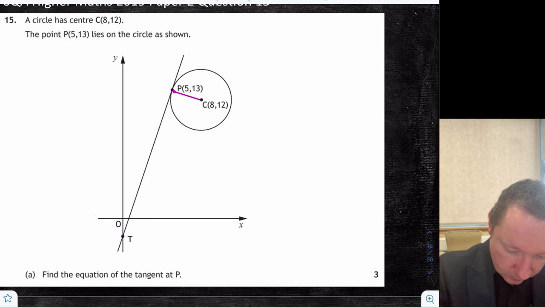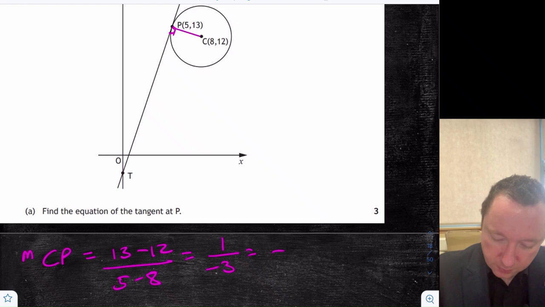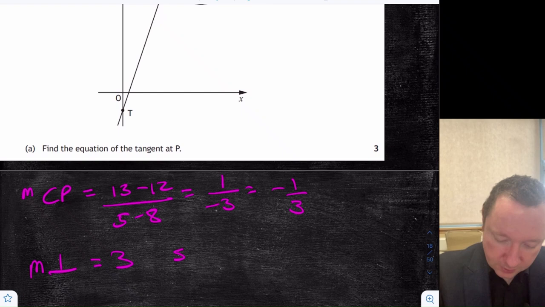That's a right angle. So the gradient of C to P, or P to C, is 13 take away 12 over 5 take away 8. That's 1 over minus 3, or minus a third. So the gradient of our perpendicular equals 3, since m1 times m2 equals minus 1. And we've got our point. Our point is 5, 13.